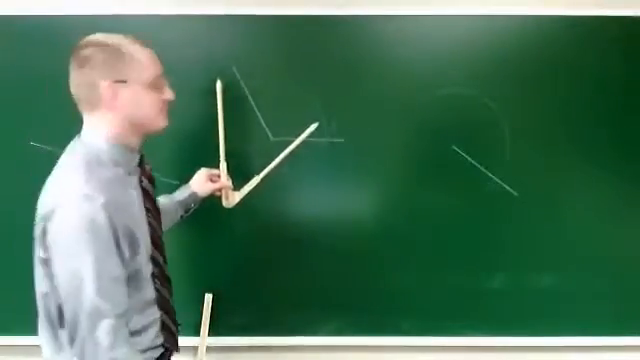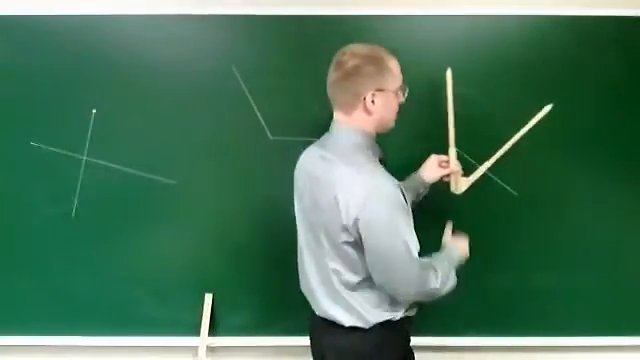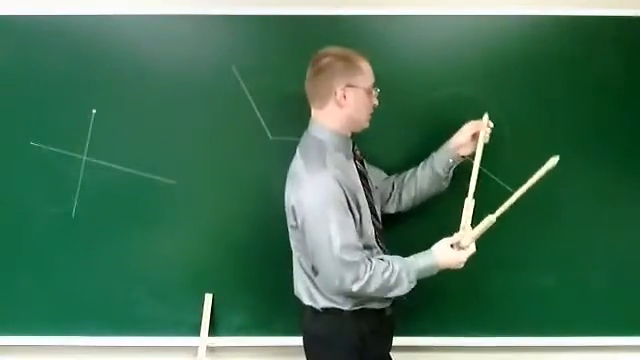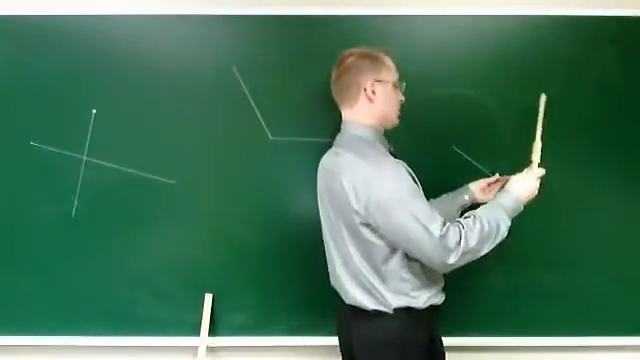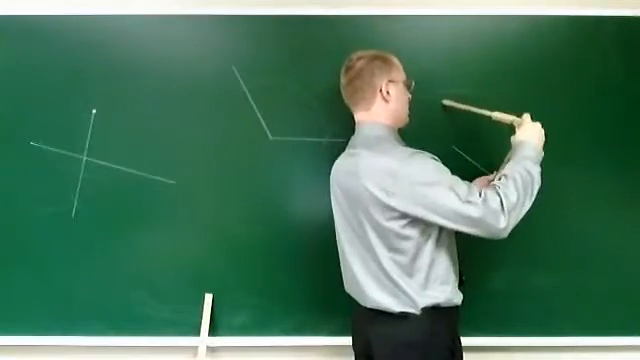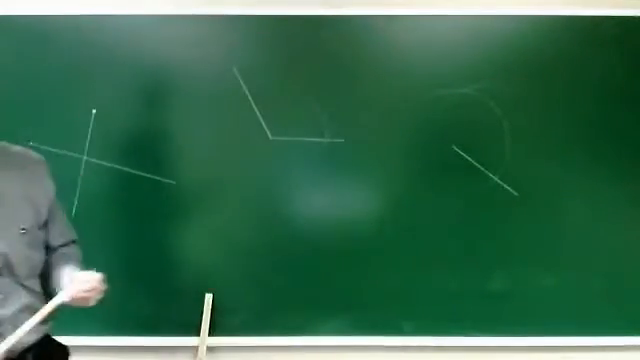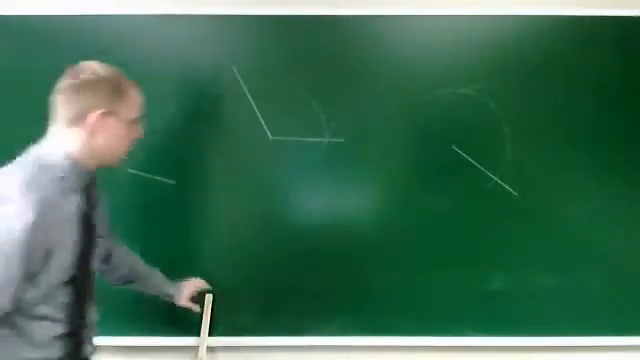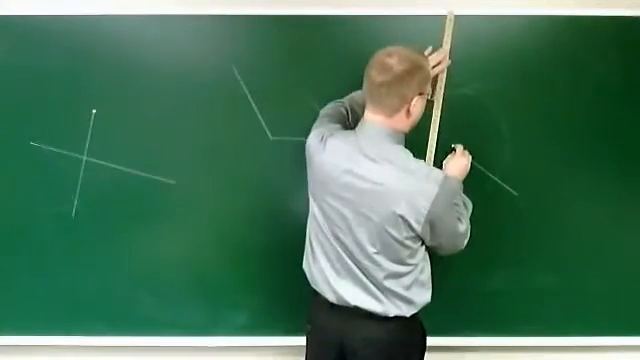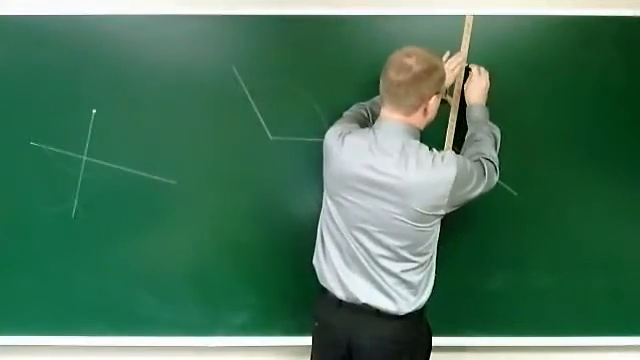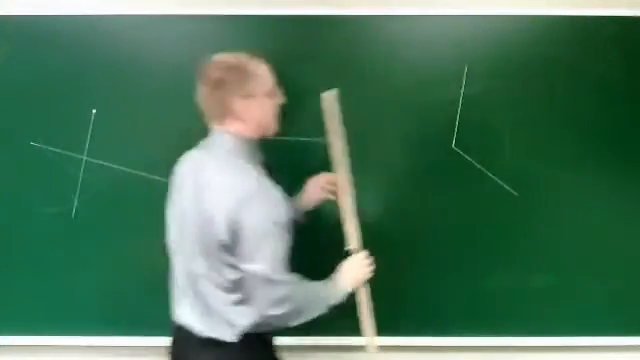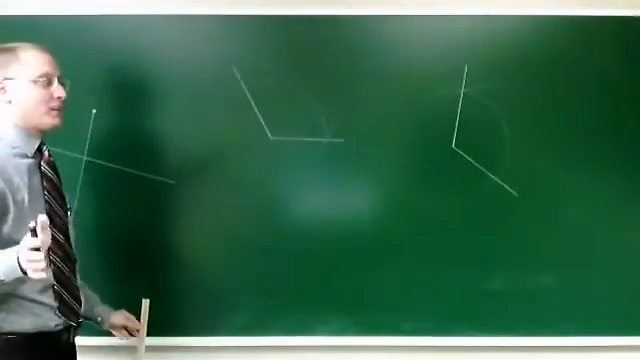Good. And then you put your point of the compass on the intersection of the other line. And then you make an arc intersecting the other one. And then you just connect the dots. Good. This end point that you started at back up here. And there we go.